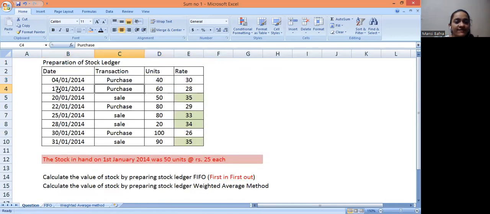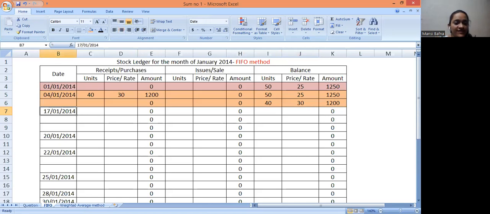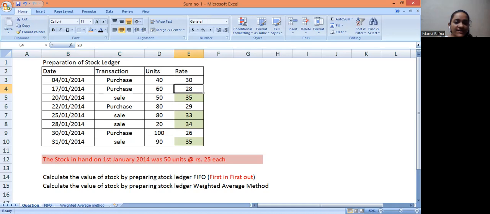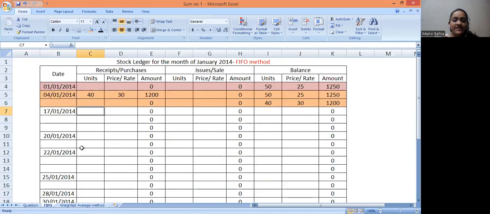After that, on 17th of January, you have another purchase transaction of 60 units at the rate rupees 28 each. So we will write down the date 17th of January. Again, purchase hi hai. So we will be recording it in the purchase column. How many units? 60 units and the rate is 28. So 60 units, rate is 28 each, which will give you a total value as 1680. So you will have 1680 as your total value of the transaction.